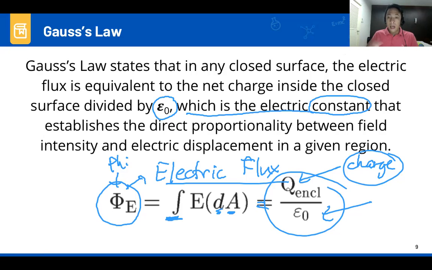Okay, so this will be the general formula for the Gauss's law. We have the charge in the enclosed figure over the electric constant. Okay, so if we have a given charge, ang charge is we have the coulombs, right? Yung coulombs, this will be the coulomb. So we have the charge divided by the electric constant. So we can find the electric flux. Okay?